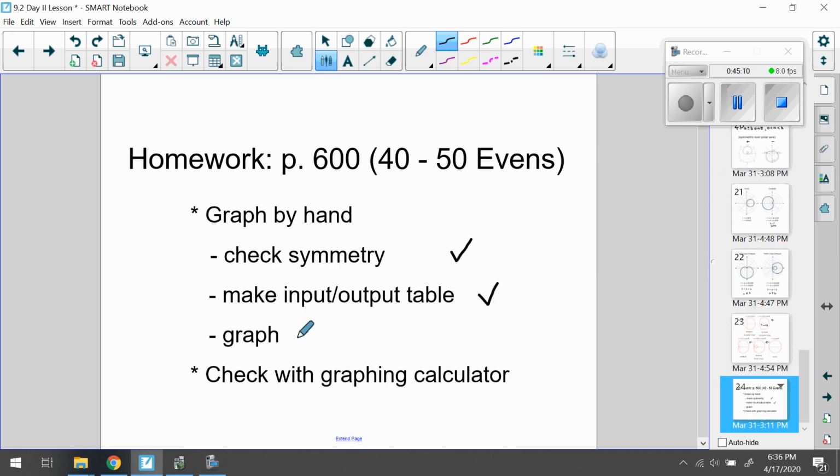Make an input-output table and then graph. I would really ask you to hold off on your graphing calculator until you're done, or if you're really stuck and have nowhere else to turn. The goal here is to try to do this by hand, and I promise you that if you go through this process and do it by hand, you're going to come away with a much deeper understanding than if you just type things in your calculator and zip through this in 10 minutes. It just takes a little bit of trial and error and practice to really start to understand how and why all this stuff works the way it does. All right, well, good luck.